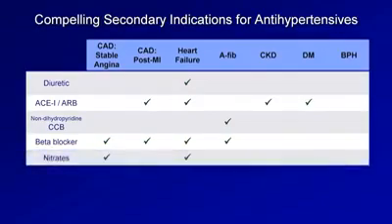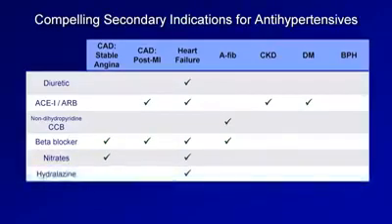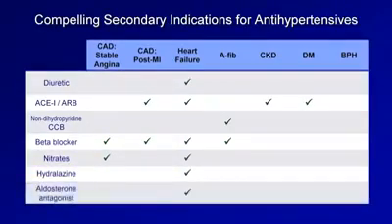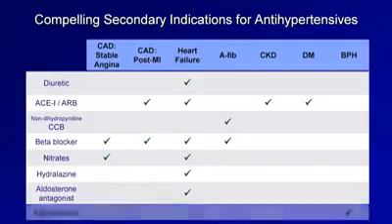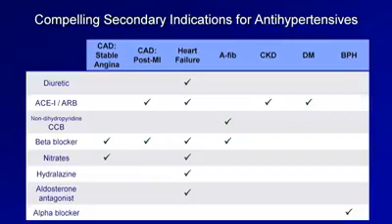Nitrates are indicated in angina and heart failure. Both hydralazine and aldosterone antagonists are frequently used in heart failure. And finally, the primary indication for alpha blockers is actually not hypertension, but rather treatment of urinary difficulties associated with benign prostatic hypertrophy. The blood pressure lowering effect is oftentimes just a secondary benefit.